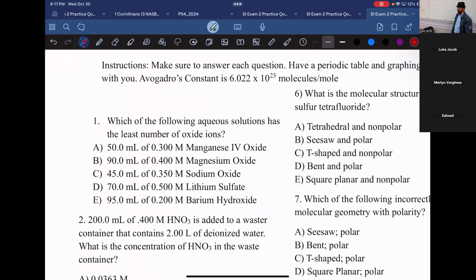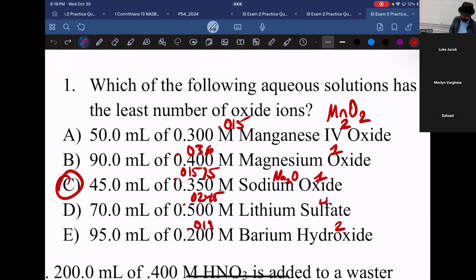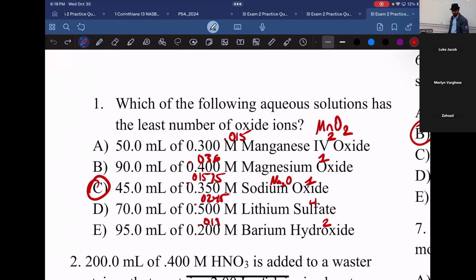Can you put up the answer sheet? Thanks. Okay, cool. So basically you want to find the moles and you also want to find the number of oxygen atoms in those things. And what you find is that sodium oxide only has 1 mole of oxygen per mole of sodium oxide.